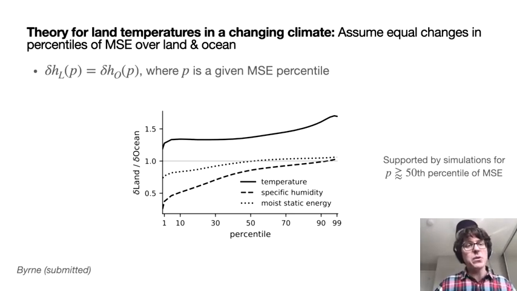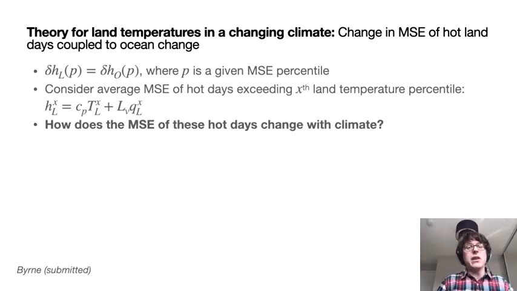Okay, so how can we use this constraint on moist static energy changes to construct a theory for the response of land temperature to climate change? So the first thing I do is I consider the moist static energy of hot days exceeding the xth percentile of land temperature. So I define that moist static energy to be H sub L with an X, and that's the moist static energy of all days exceeding the xth percentile of land temperature. And that's just equal to Cp times the temperature of those hot days, plus L times Q, or specific humidity on those hot days.